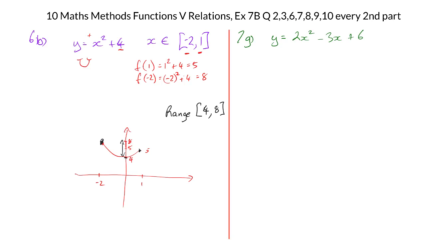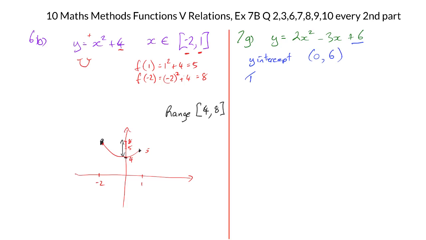Next one. This one tells us to sketch the graph giving the range. So the range are the y values. I'm going to give you a bit of a hint here. We're not going to worry about actually finding the x values. If it was nice and easy to find them, I may look at finding the x-intercepts, but I'm only going to look at the y-intercept. So the y-intercept is 6 when x equals 0.